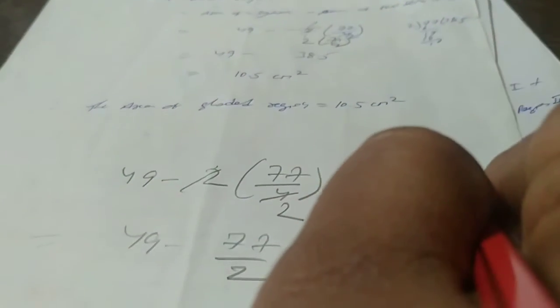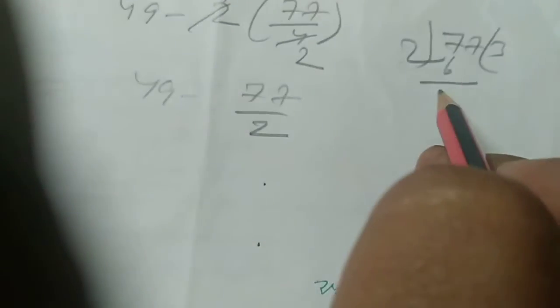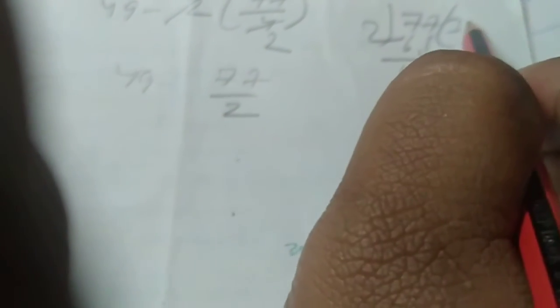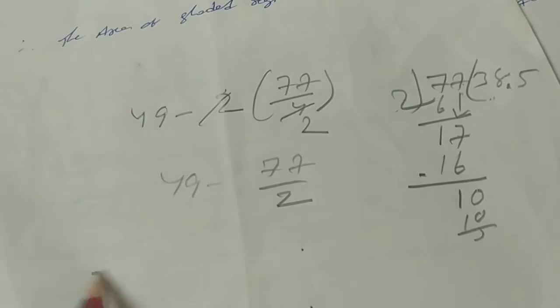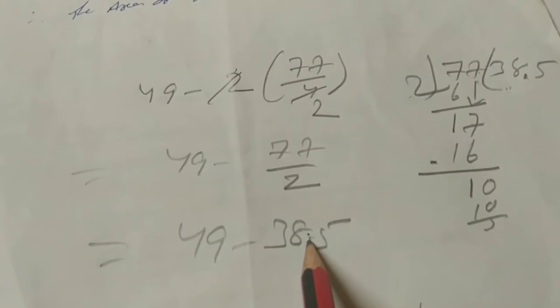So 2 threes are 6. 7 minus 6, we got 1 here. Bring down 7 here. So 2 eights are 16 here. Again 17 minus 16, 1. Put the decimal point, and you take the 0 here. 2 fives are 10. That means 38.5 we got. So my dear students, that is equal to 49 minus 38.5.